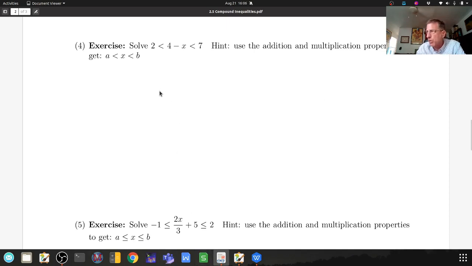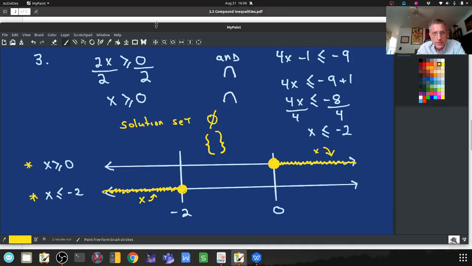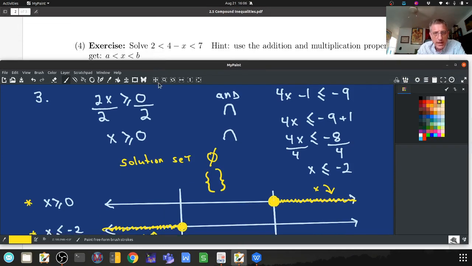So exercise 4. Solve 2 is less than 4 minus x, which is less than 7. Hint, use the addition and multiplication properties to get x is less than b but greater than a. And that's exactly what we're going to do. So this is literally a compound inequality, because if I can get it to this form right here, then x has to be greater than a, and, there's the hint, and, less than b. So that's what we'll do. So let's see what our problem says, and our hint to solve it.